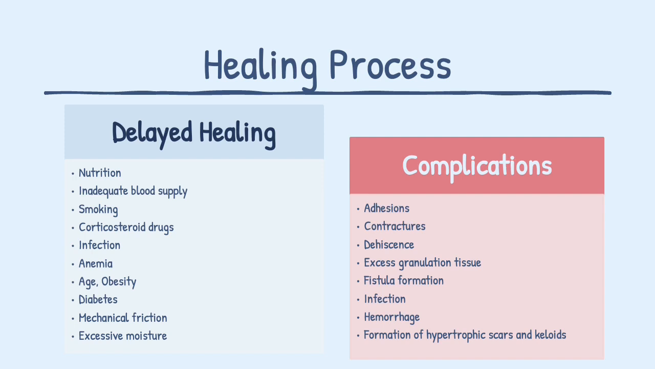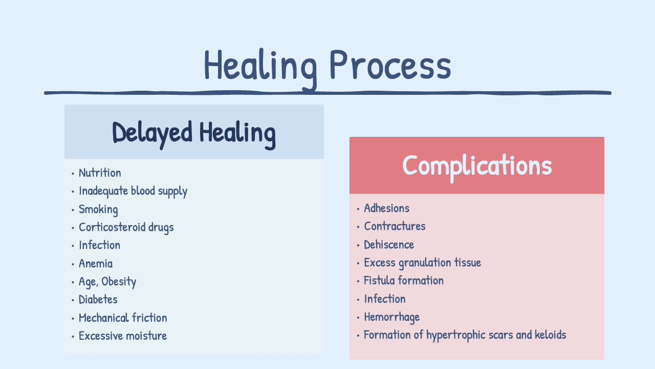When we look at the healing process, there are also factors that can delay wound healing. Examples include inadequate nutrition or inadequate tissue perfusion, which can occur with low blood supply or, like we just learned about, anemia. Smoking is also a known cause for delayed healing. Medications such as corticosteroid drugs have been linked to delayed healing, and it's also seen in advancing age, obesity, and diabetes. Any type of mechanical friction can lead to delayed healing, as well as excessive moisture, and this is why we always want to keep our wounds dry and intact, our dressings dry and intact.